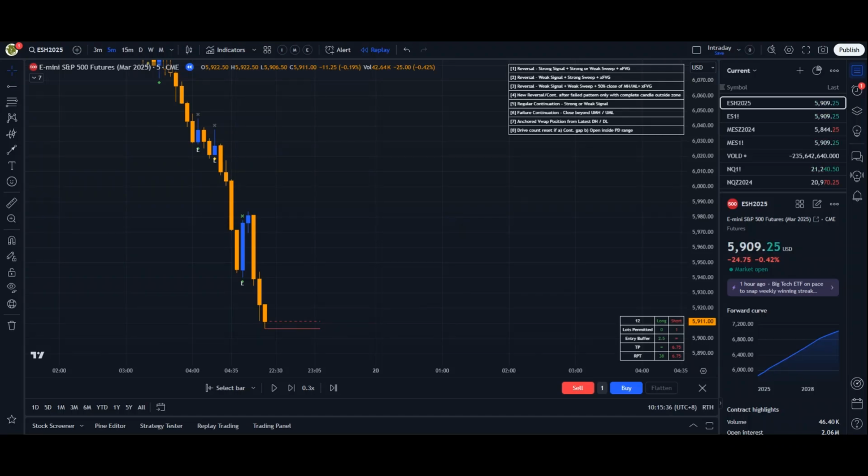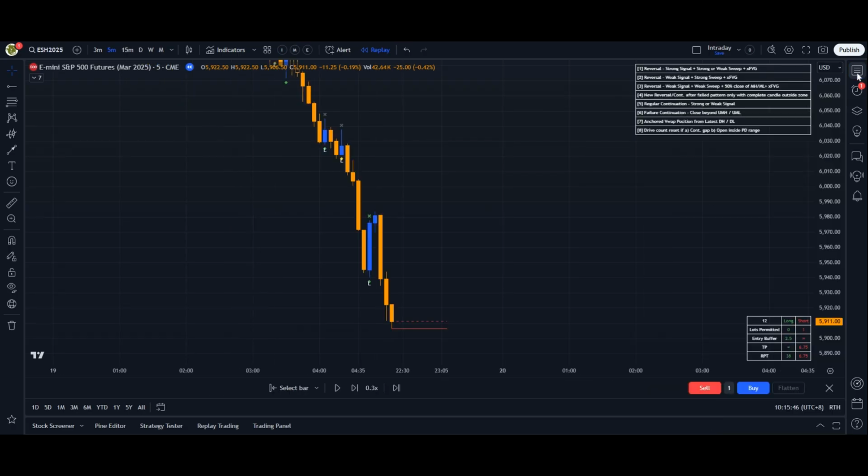Okay, so this is the bar by bar replay of the trade for the 19th of December. Just to recap a few things that we wanted to achieve and our mindset going into the market yesterday.